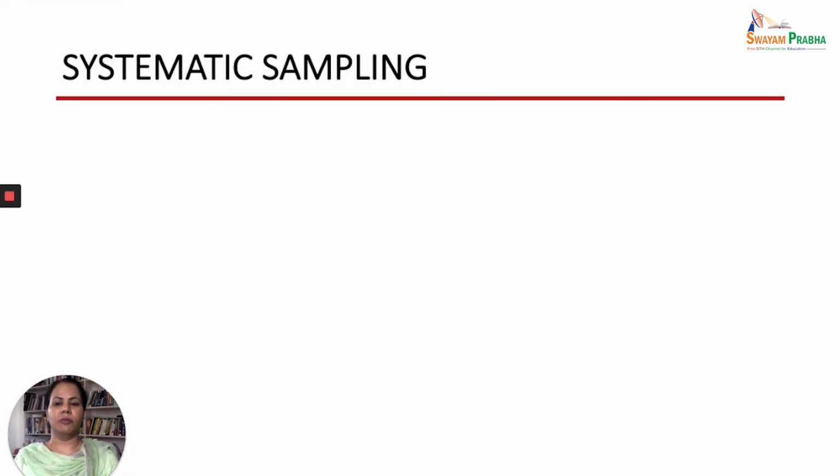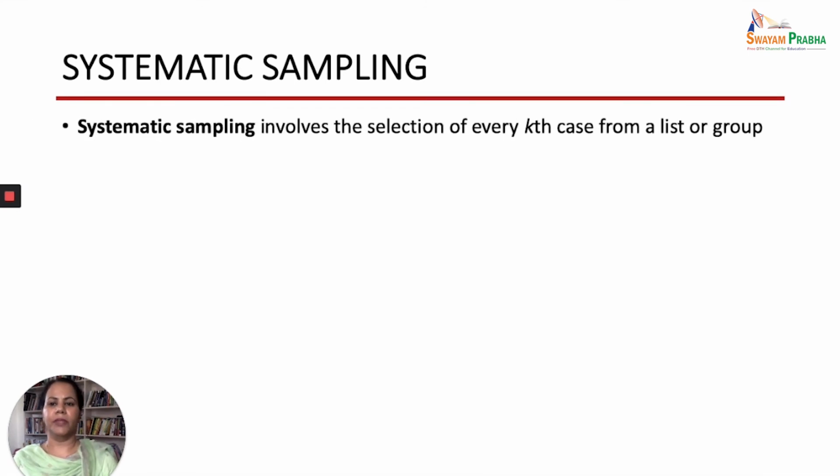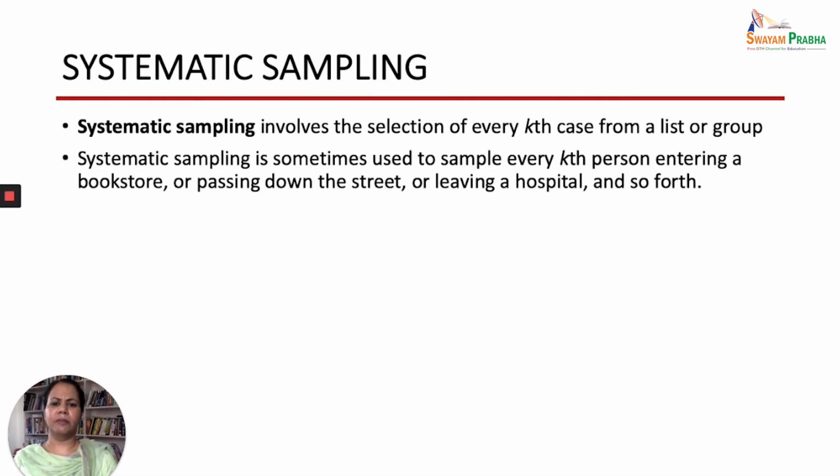The next important type of probability sampling is systematic sampling. Systematic sampling involves the selection of every kth case from a list or group. If you have a sampling frame or list of the subjects with you, then every kth case you can select for your sample. And systematic sampling is sometimes used to sample every kth person entering a bookstore, passing down the street, or leaving a hospital. So sometimes every kth person can be selected in the sample.